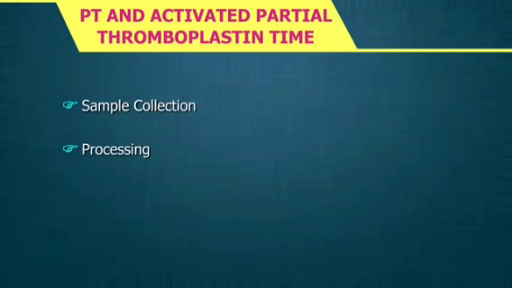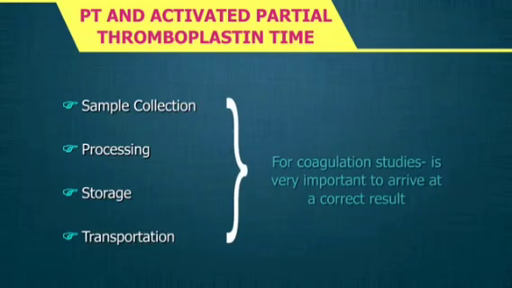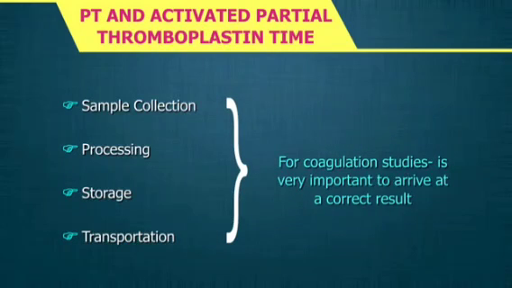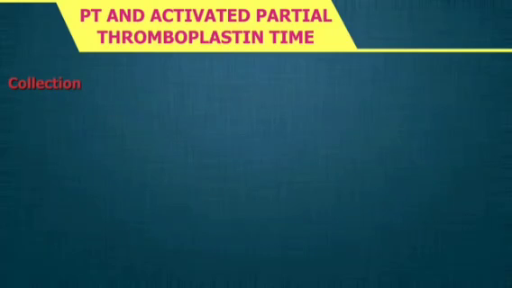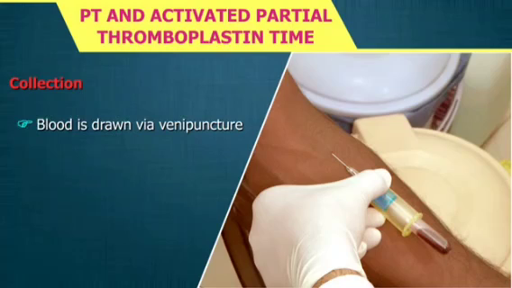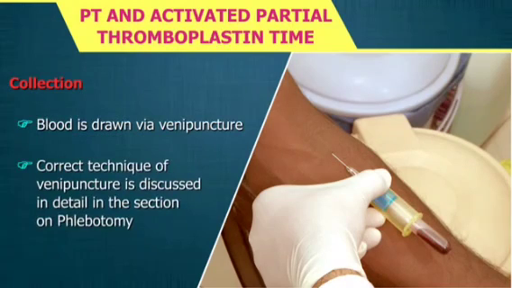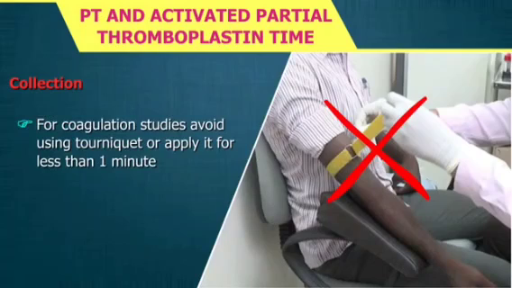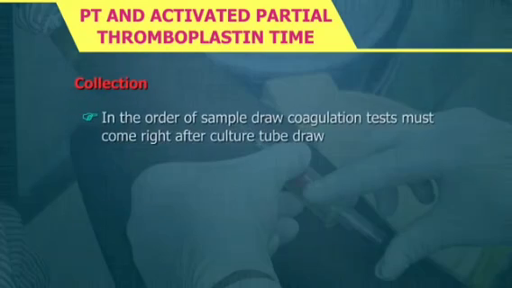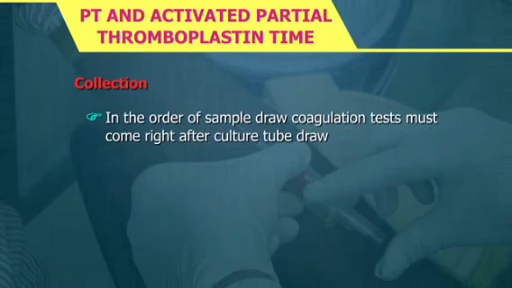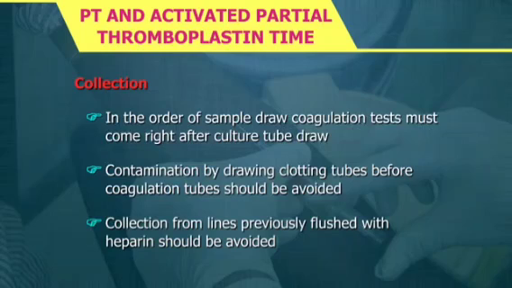Sample collection, processing, storage, and transportation for coagulation studies is very important to arrive at a correct result. Collection. The blood is drawn via venipuncture. The correct technique of venipuncture is discussed in detail in the section on phlebotomy. For coagulation studies, avoid using a tourniquet or apply it for less than 1 minute. In the order of sample draw, coagulation tests must come right after the culture tube draw. Contamination by drawing clotting tubes before coagulation tubes should be avoided. Collection from lines previously flushed with heparin should be avoided.